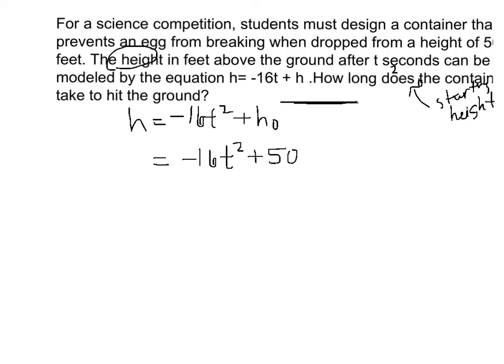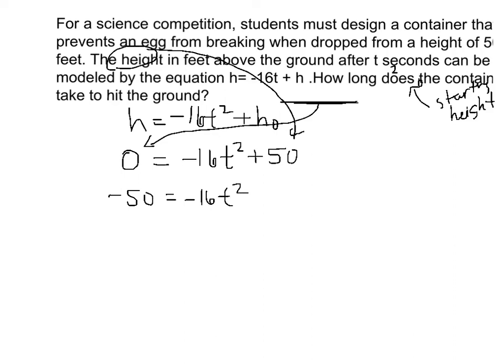When our egg hits the ground, its height is 0. So we're going to plug in 0 for our height. So it's 0 because we hit the ground there, and our h naught is 50 because that's where we dropped it from. So now we need to solve for t. Because we just have a t squared and no other t's, we can solve by square roots. So I'm going to subtract 50. So we have negative 50 equals negative 16 t squared.